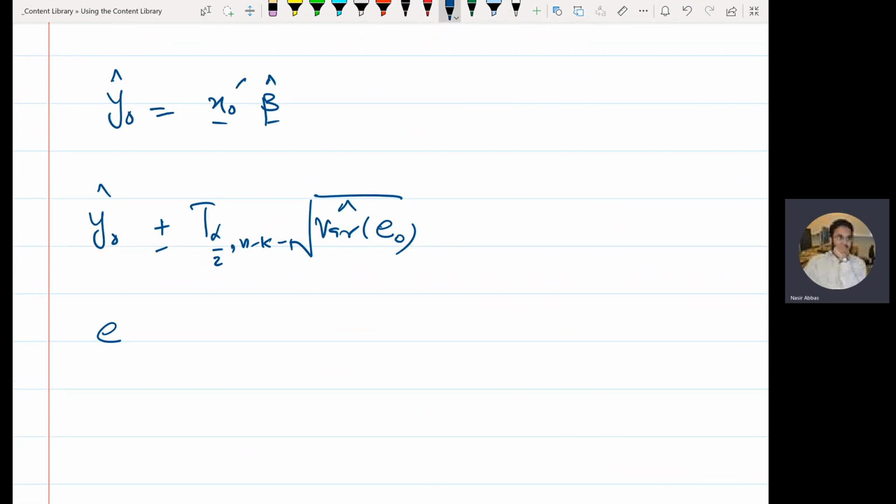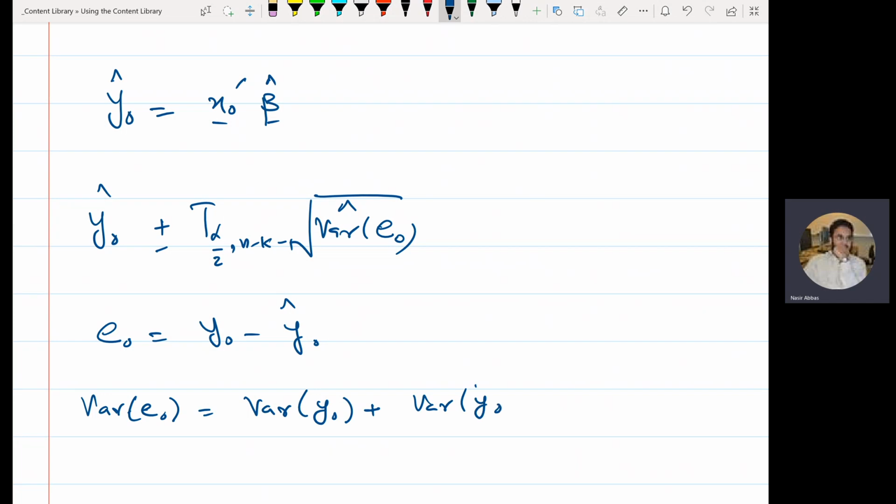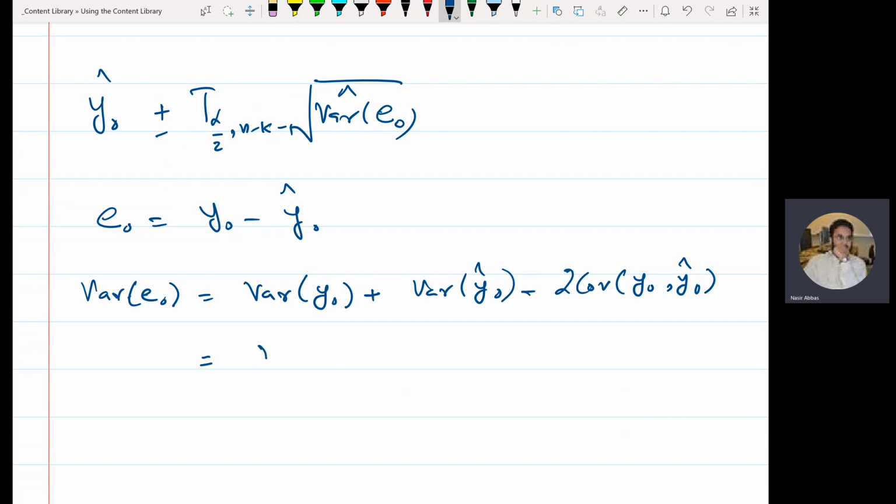So the same discussion. What is E naught? It is y naught minus y naught hat, correct? So the variance of E naught will be variance of y naught plus variance of y naught hat minus 2 times covariance of y naught with y naught hat. Correct? Now what is variance of y naught? Sigma square. What is the variance of y naught hat, the borrowed estimate? Sigma squared times x naught prime (X prime X) inverse x naught. We just derived it. Plus minus, this is 0.